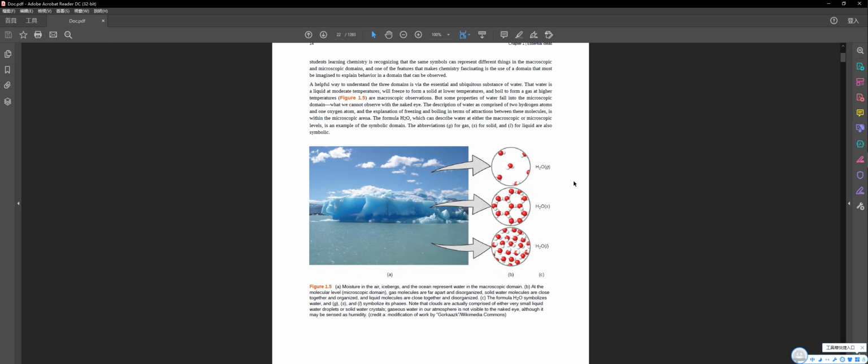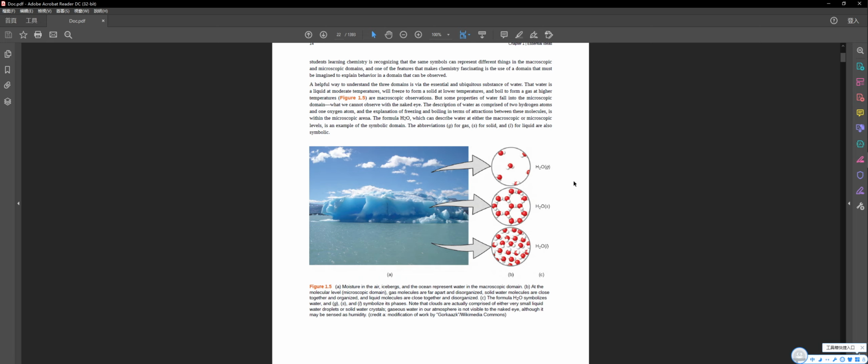What we cannot observe with the naked eye, the description of water as comprised of two hydrogen atoms and one oxygen atom, and the explanation of freezing and boiling in terms of attraction between these molecules, is within the microscopic arena. The formula H2O, which can describe water at either the microscopic or macroscopic levels, is an example of the symbolic domain. The abbreviations g for gas, s for solid and l for liquid are also symbolic.